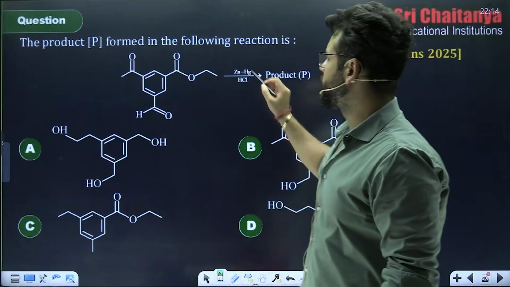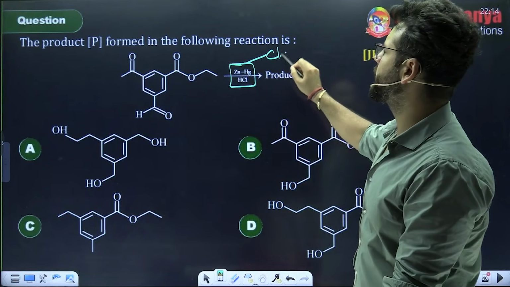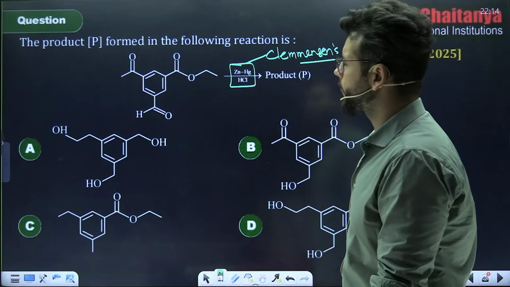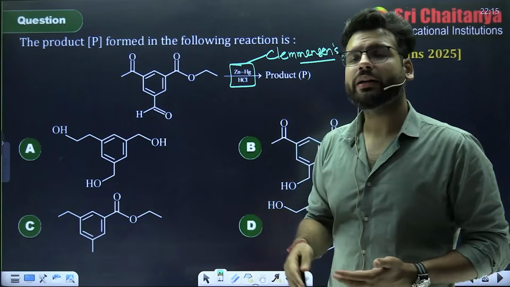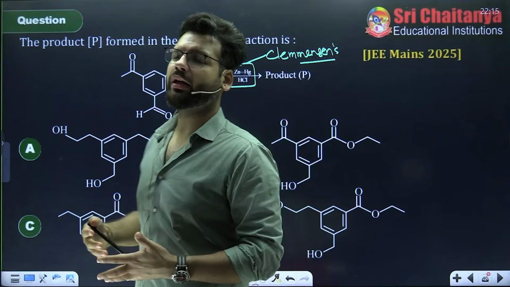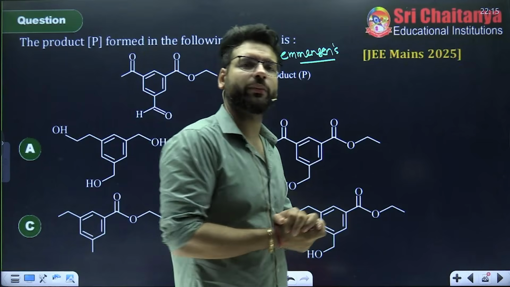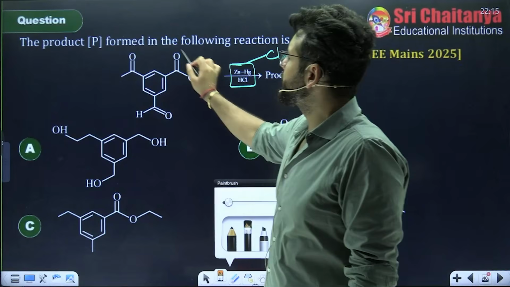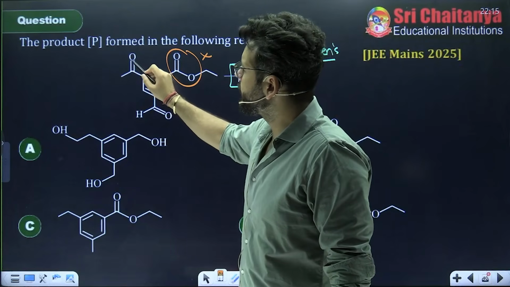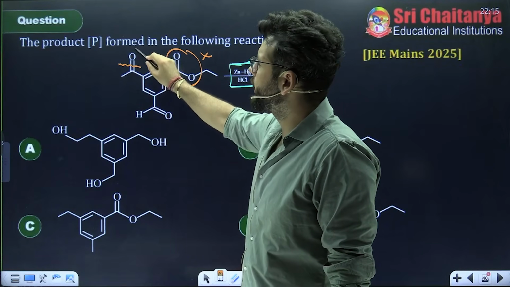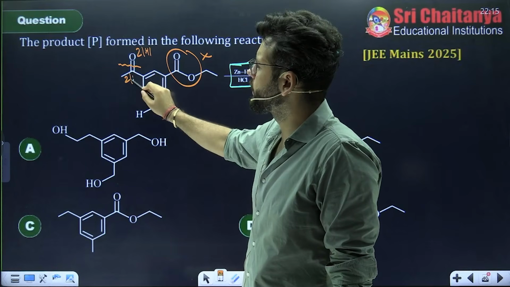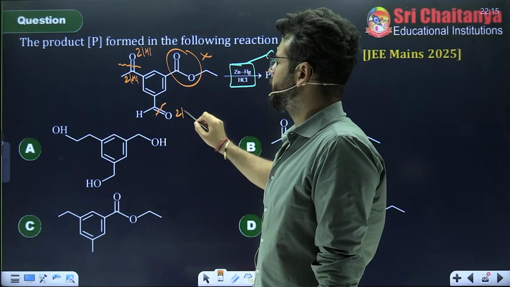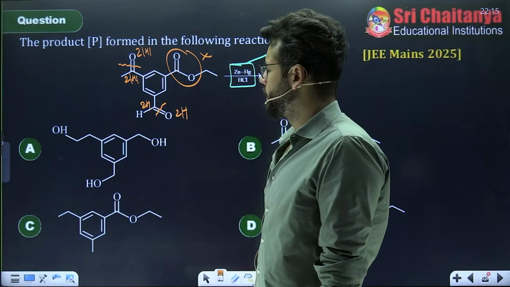Okay, next one, zinc amalgam HCl, which is Clemmensen reduction. Clemmensen reduction occurs only on aldehydes and ketones. It gives them 4 nascent hydrogens and converts them to alkanes. So look at the functional groups carefully first. This is an ester, nothing will happen here. This is a ketone. This will break, 2 nascent hydrogens to this oxygen, 2 nascent hydrogens to this carbon. This is an aldehyde. Here also 2 nascent hydrogens to the oxygen, 2 to the carbon. So it will become a methyl group.